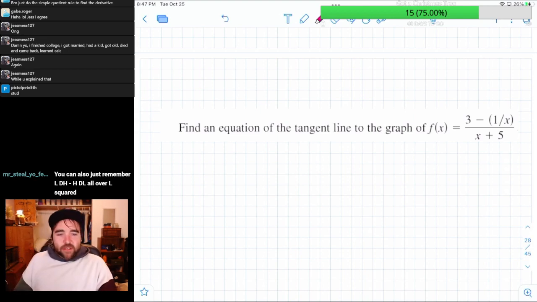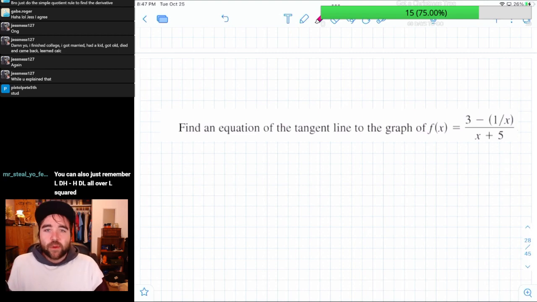All right, find the equation of the tangent line to the graph. So if we're trying to find the equation of a tangent line, you always know we need two things. We need the point and we need the slope.